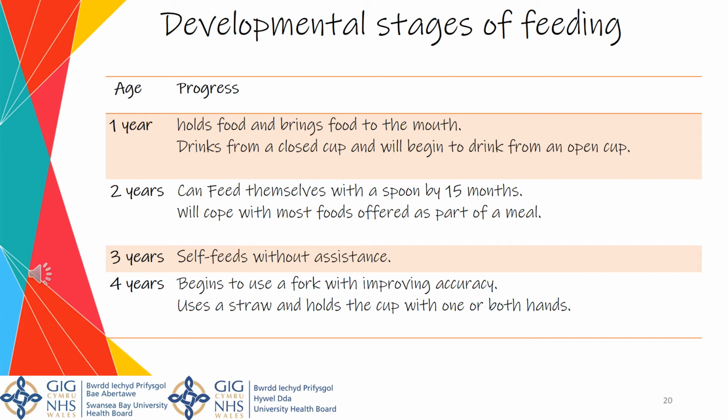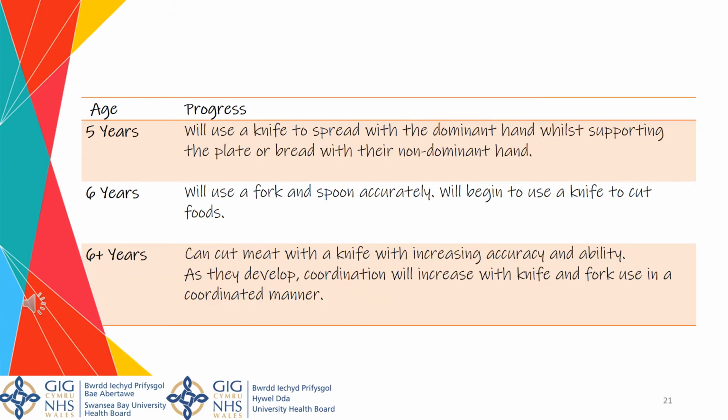At the age of 3, we'd be expecting the child to be able to self-feed without assistance. So this is referring to spoon feeding and finger feeding. And at the age of 4, a child will start using a fork, and this would start improving with practice. At the age of 5, the child will begin to use a knife to spread with the dominant hand while supporting the plate with the non-dominant hand.